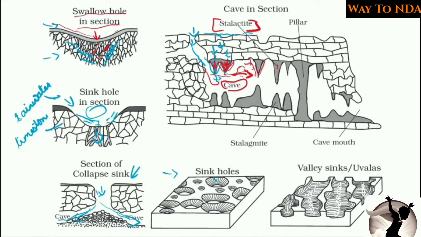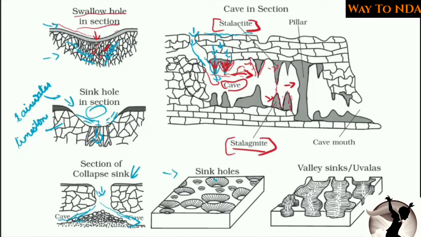And at the same time, when the water is falling down, the calcium carbonate will also get accumulated on this part. So this we will call stalagmite. The upper portion is called stalactite, the lower portion is called stalagmite. Very simple. But after a while, this will get mixed with this, and it will convert into a pillar.